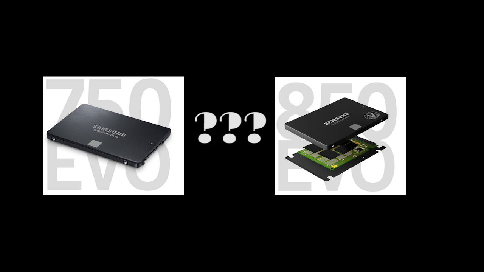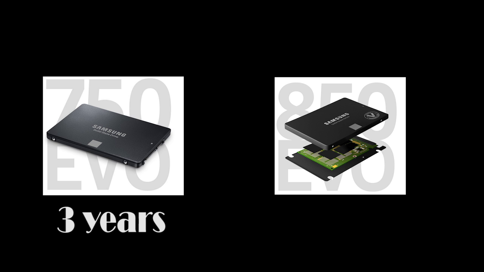Now we're down to the million-dollar question. Which one should you buy, the 750 Evo or the 850? We've seen the benchmark results between the two, and they are almost the same. Yes, they are almost the same. However, there's a warranty difference between the two. The 750 has a 3-year warranty. The 850 has a 5-year. So clearly, the 850 is going to last a lot longer.